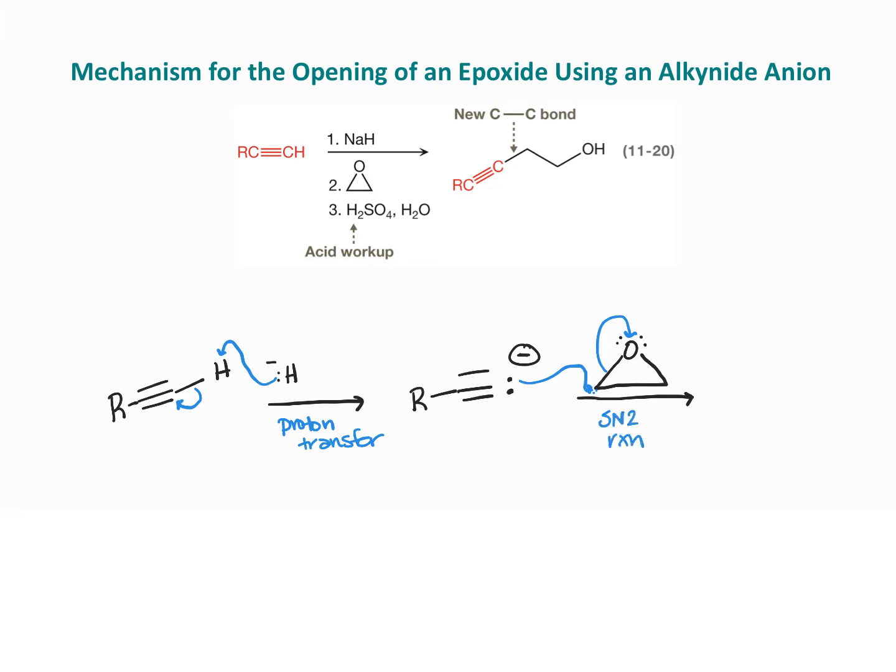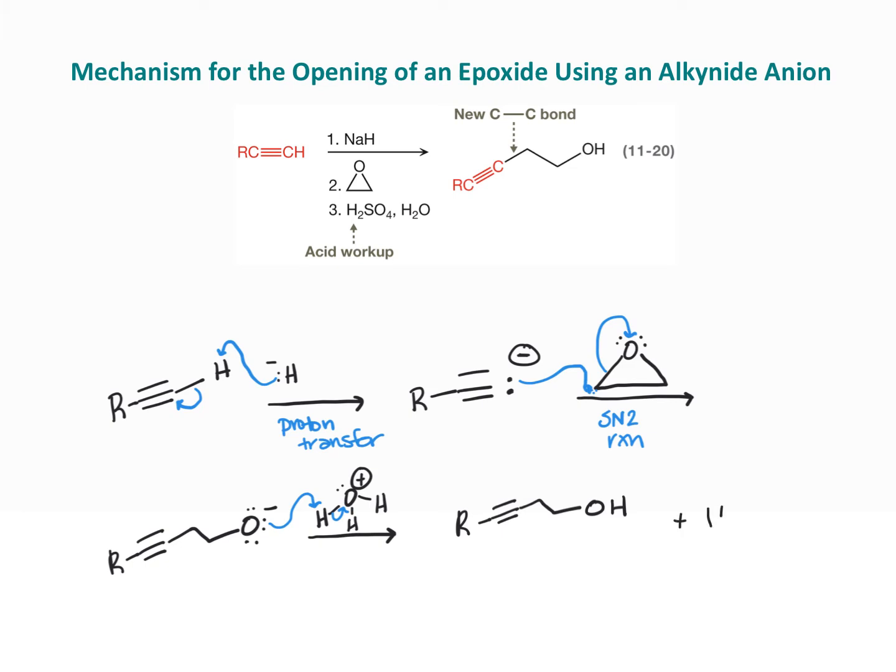right? And when that occurs, we end up with a deprotonated alcohol. And that's when we do the acid workup to make sure that we can protonate that so we don't have a charged species. So these electrons go here, those electrons go there. And now we have an alcohol functional group and an uncharged product, which is what we want. Water, of course, is the byproduct there.